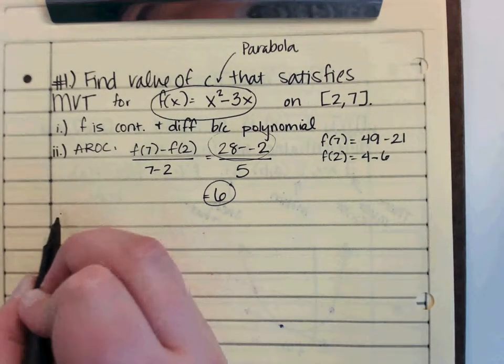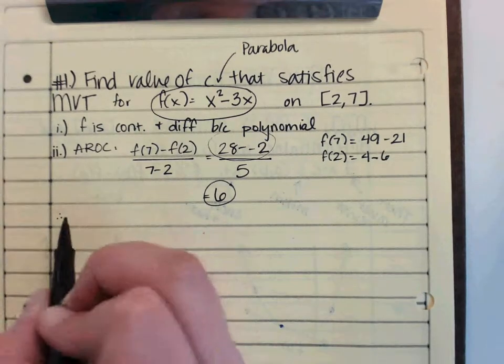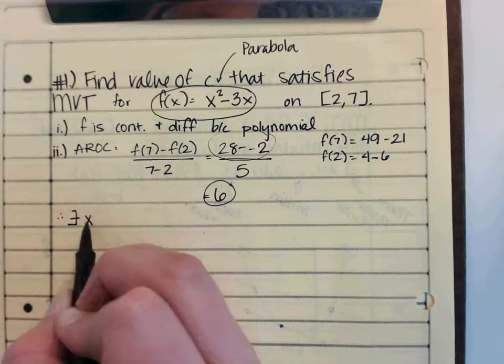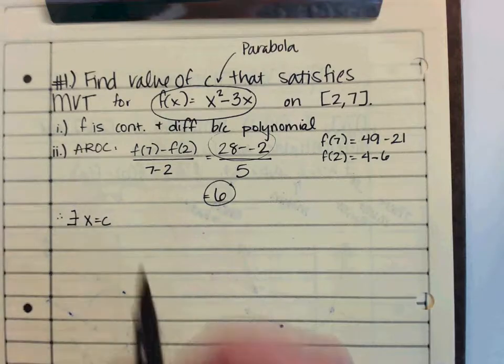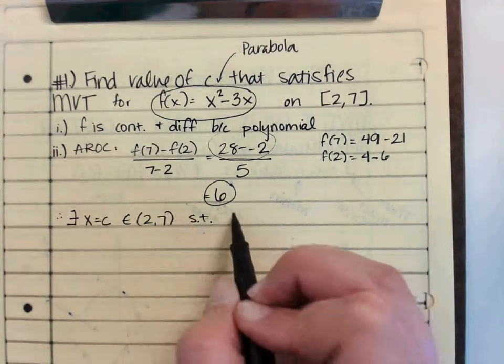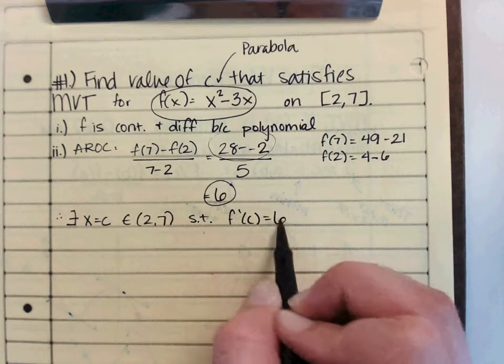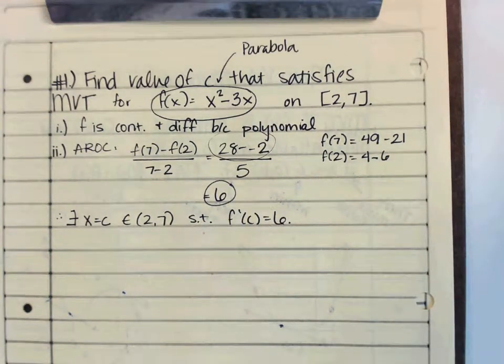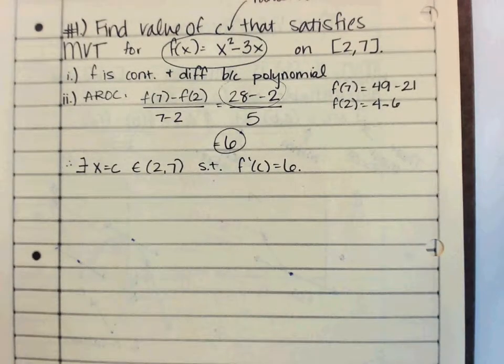So first thing you would put, therefore, there must exist an x equals c within the interval from 2 to 7 such that f prime of c equals 6. So there has to be an x value where the derivative is equal to exactly 6. Now, what if I wanted to find that value? Then I'm going to take the derivative, set it equal to 6, and solve. Okay? So right below that, that's your theorem.